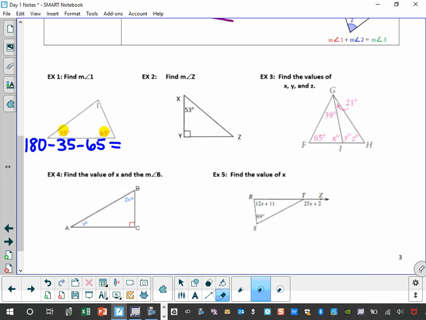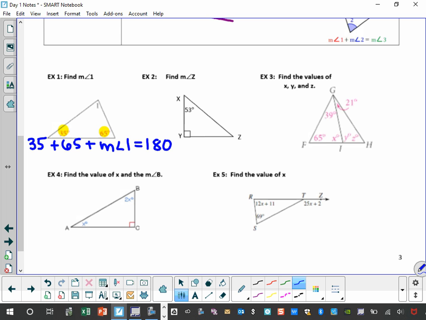Use your calculator. That means 35 plus 65 plus the measure of angle 1 is going to equal 180. So what did you get for the measure of angle 1? You subtract it from 180, right? So the measure of angle 1 is 80 degrees. If I have two angles, I can always figure out the third angle.